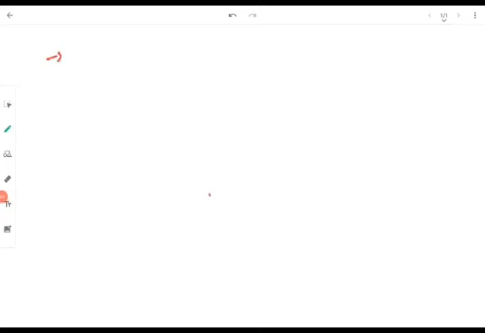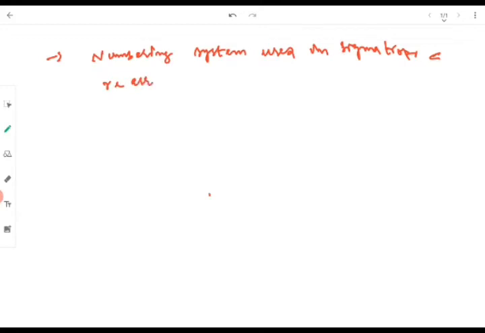Now, in this topic, we will deal with the numbering system that's used in Sigmatropic rearrangements.